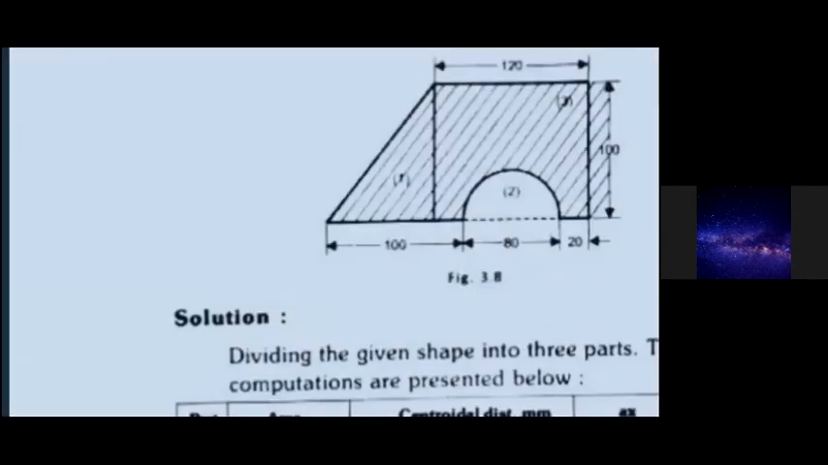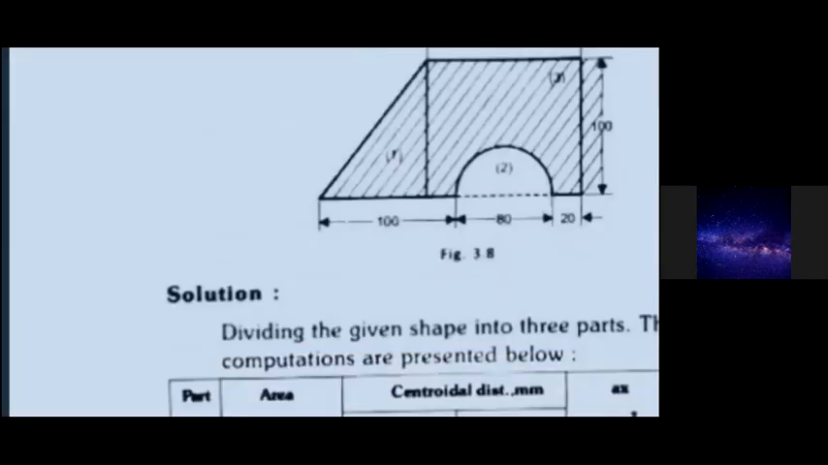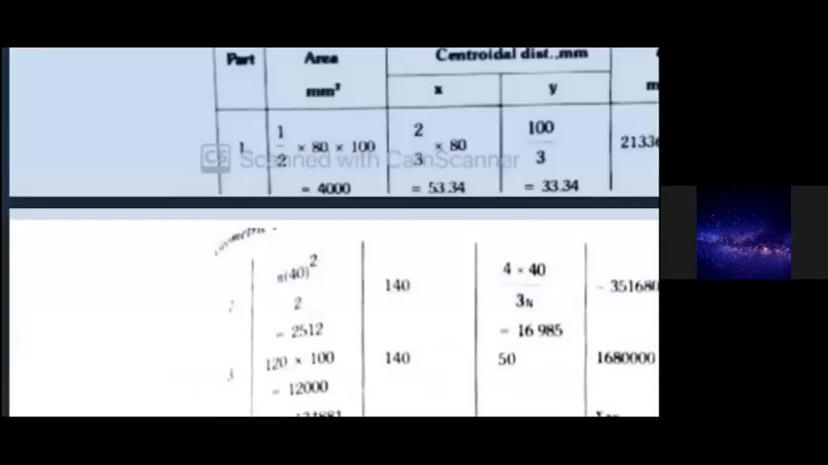Next part C. What about the dimensions of part C? 100 mm and 100 mm, so 100 into 100. It's not a square, no? When we observe this, the height is 100 and the length is 20 plus 80 plus 20, that is 120. This is a rectangle, not a square. Okay, 120 cross 100, so 12000.